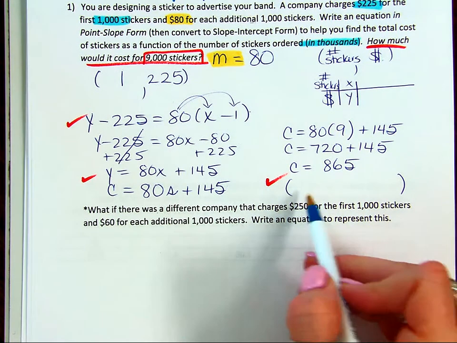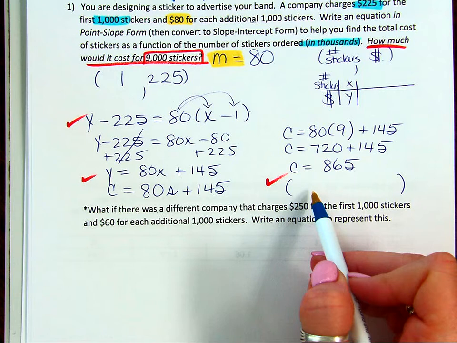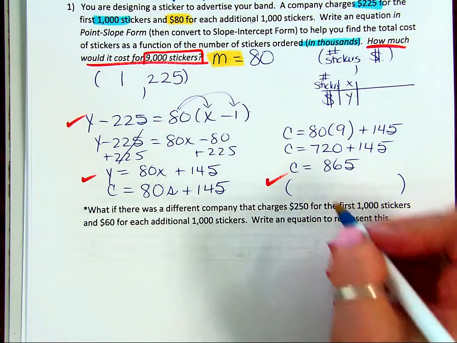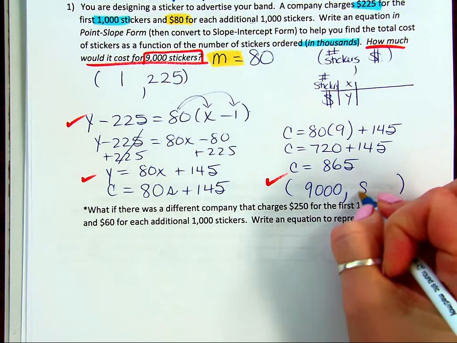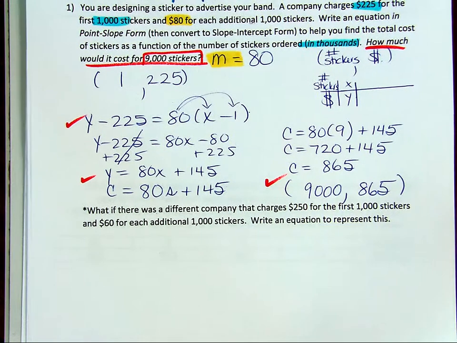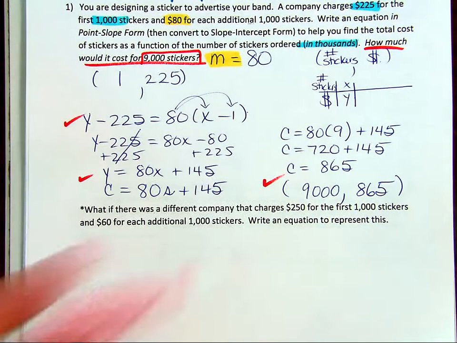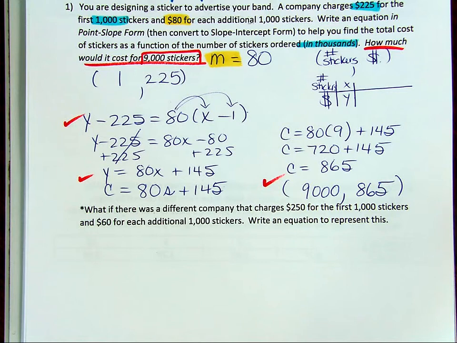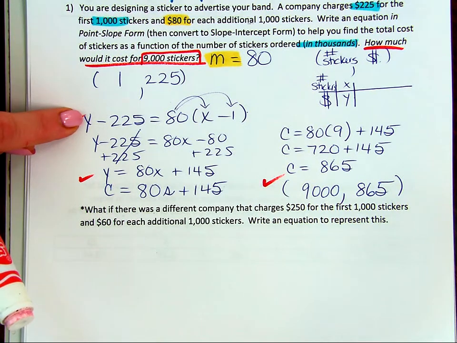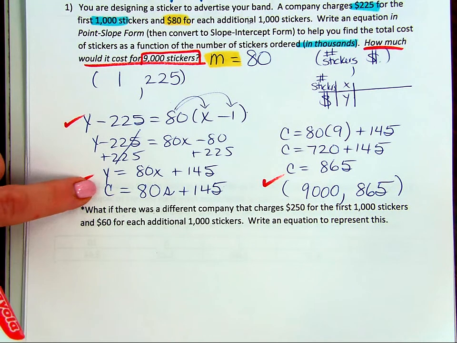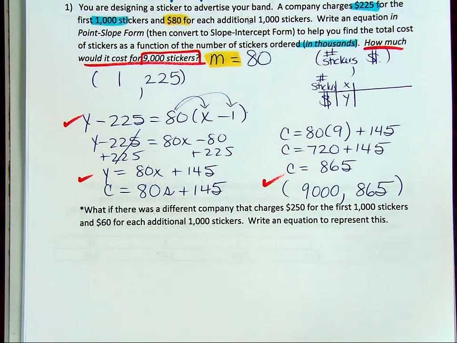What can I put here right now? 9,000 stickers will cost $865. Okay? So, 1, 2, 3 points. So did you follow what we did? We found the slope, we found the point. We put it into point slope. We made it slope intercept. And then once it's in slope intercept, you know the drill from there. And it always ends with an ordered pair, right?